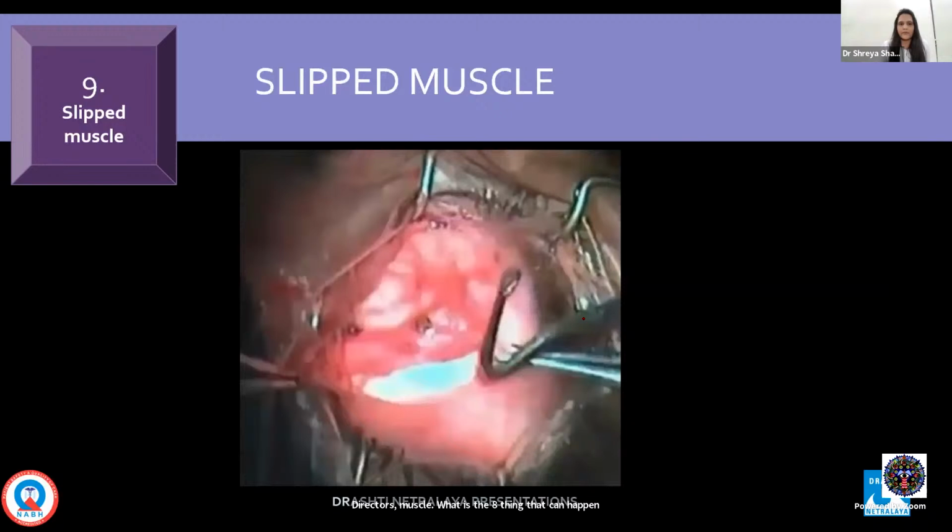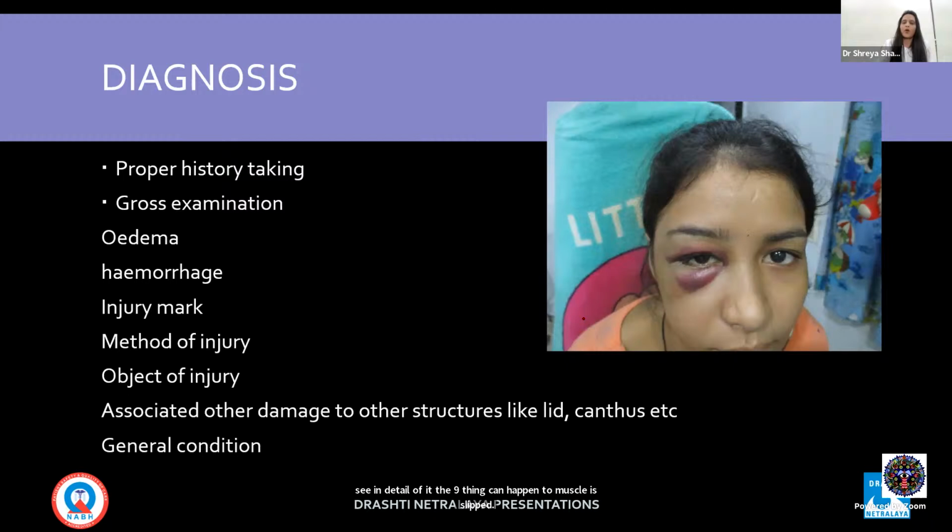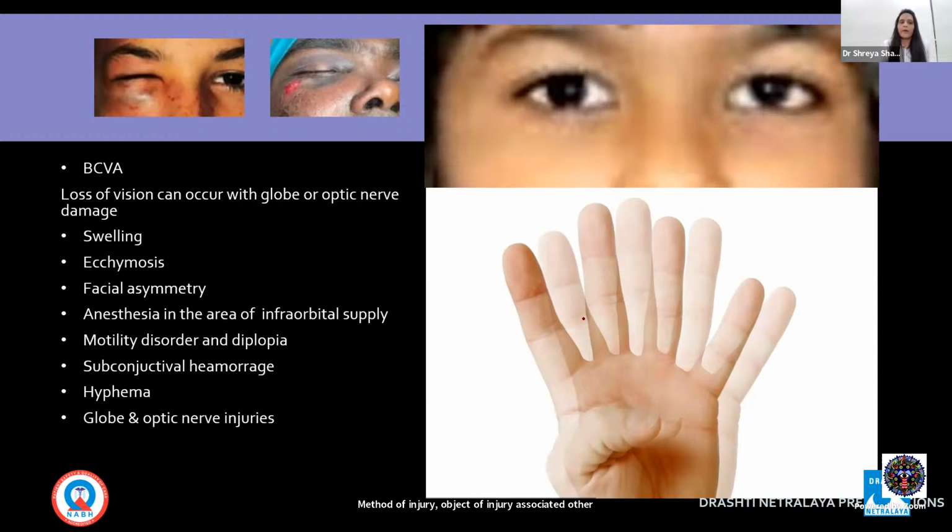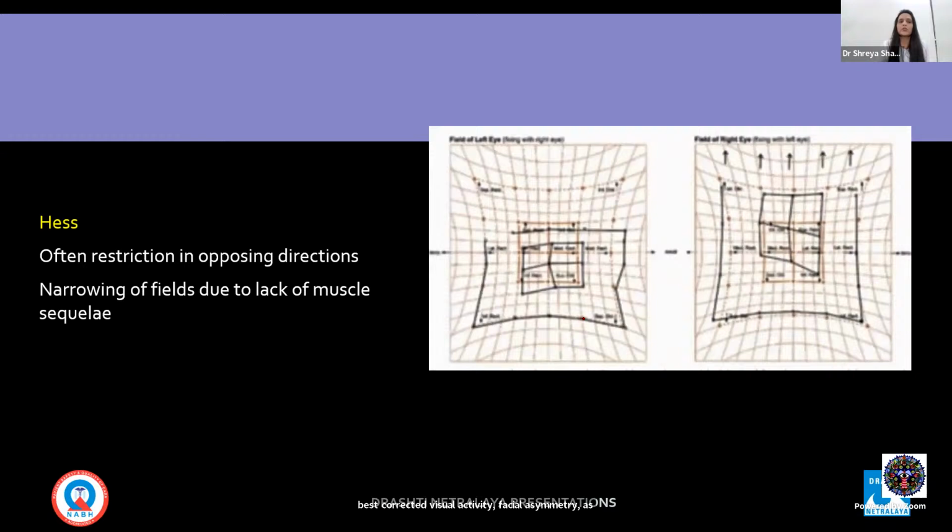How to diagnose? Proper history taking, gross examination, including edema, hemorrhage, injury mark, method of injury, object of injury, and associated damage to other structures. And you need to check the best corrected visual acuity, facial asymmetry, paraesthesia or anesthesia of the infraorbital supply, motility disorders, diplopia charting, and Hess screening, just to show the restriction of field of vision, and to check the binocular vision with diplopia charting.